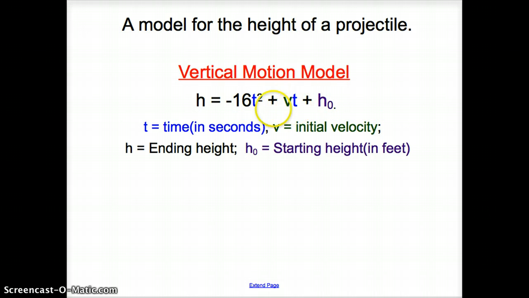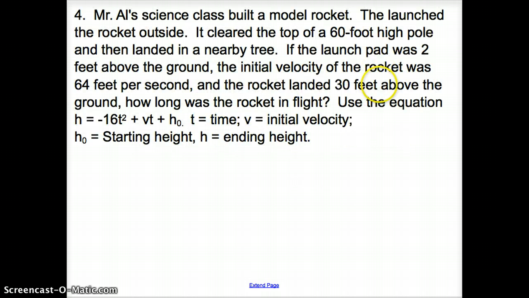Both t's represent time, and time is in seconds. The v represents the initial velocity. H represents the ending height, but h sub 0 represents the starting height, and both heights are measured in feet. So let's take a peek at what some of these problems look like.